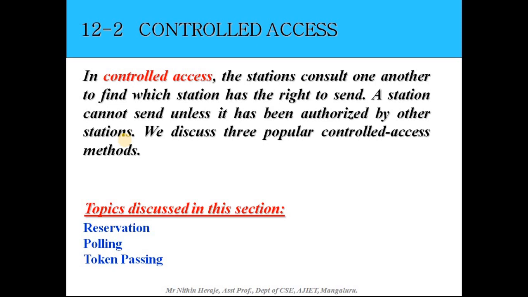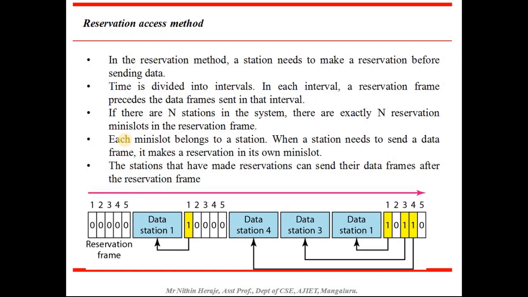Okay, so we'll see what the reservation access method is. I'll just write out the points. In the reservation method, a station needs to make a reservation before sending data. So without the reservation, the station is not able to send the data. The time is divided into intervals. In each interval, a reservation frame precedes the data frames sent in that interval. If there are n stations in the system, there are exactly n reservation mini slots.